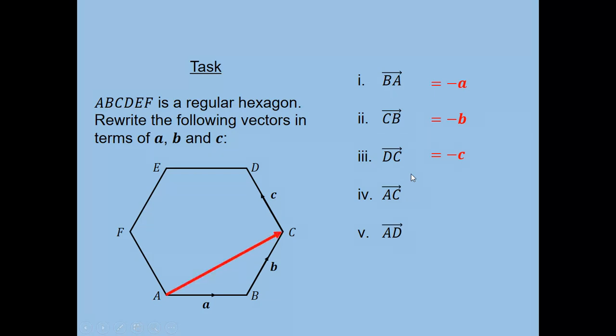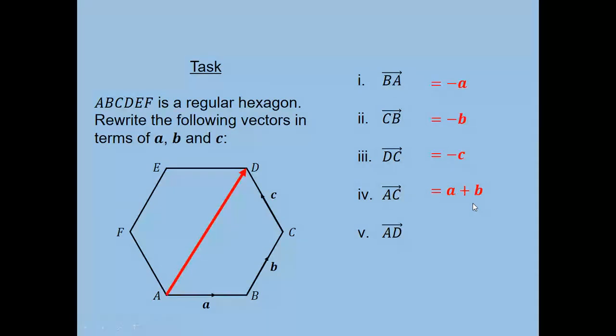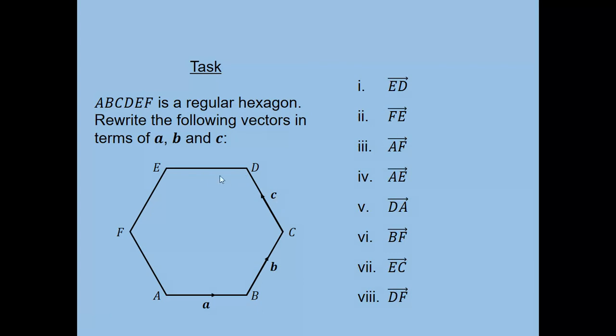Now let's see how we can calculate A to C. A to C would be A to B plus B to C, which would be a plus b. Finally, A to D would be A to B plus B to C plus C to D, which would be a plus b plus c. Using the examples provided, please attempt these questions. Press pause now.